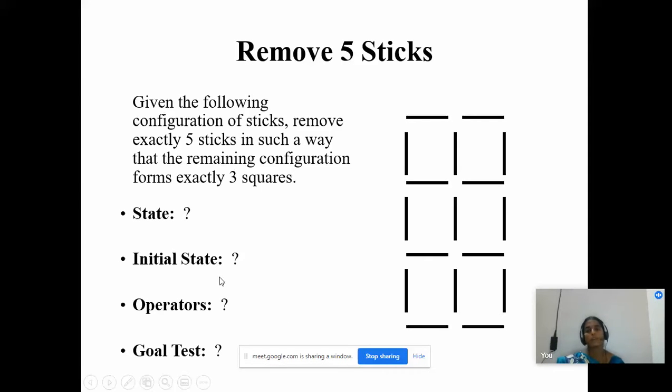Again I will repeat the condition. The state is a representation of squares, and in the initial state we have 6 squares. The operation we perform is to remove exactly 5 sticks. In the goal state we have to form exactly 3 squares. In this way we frame the goal based design for the remove 5 sticks problem.